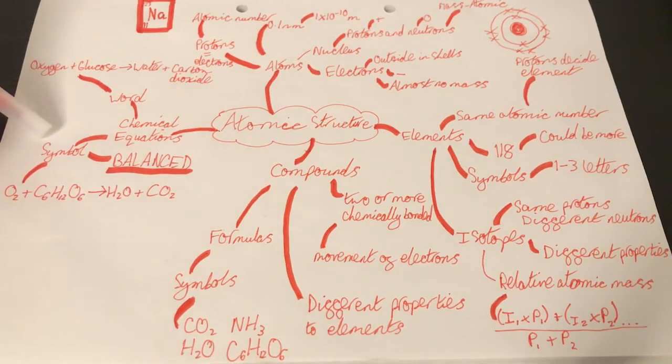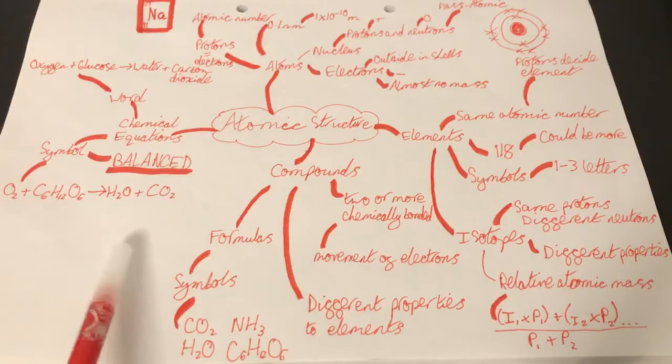So often we use symbol equations. So this is the unbalanced symbol equation for respiration. So O2 plus C6H12O6 goes to H2O plus CO2. But it's important that you balance symbol equations. So this isn't balanced. So I would get maybe 1 mark or 2 marks in the exam for doing this. But I won't get full marks because it's not balanced.